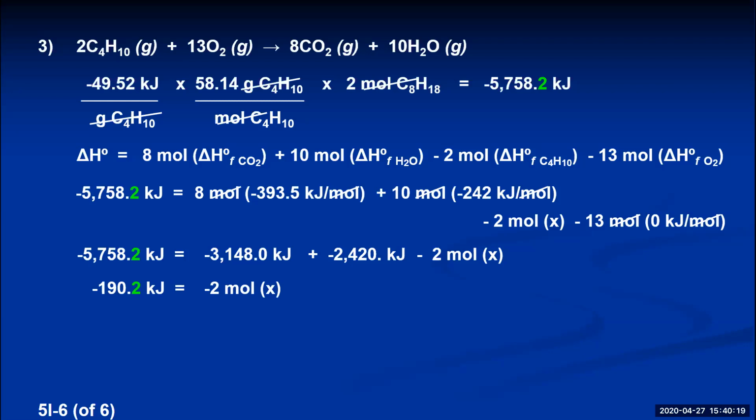If you divide both sides by negative 2 moles, you will get the units for standard heat of formations, which is always kilojoules per mole, and this turns out to be 95.1 kilojoules per mole as the standard heat of formation of butane gas.